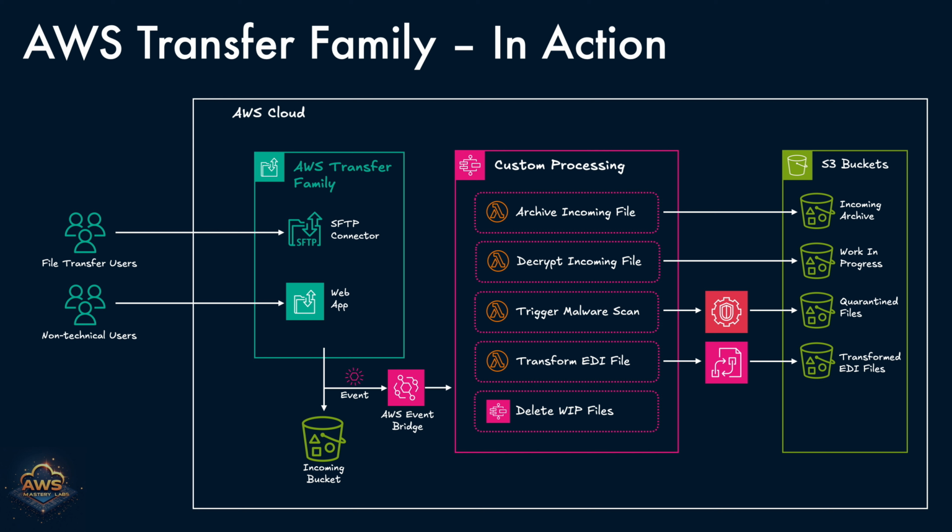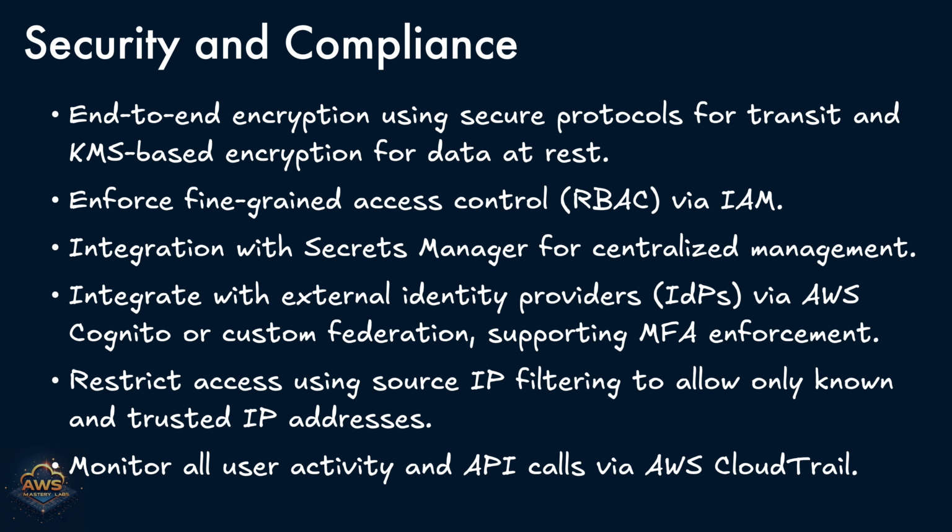This is how AWS Transfer Family, in combination with Amazon S3 and EventBridge, delivers a scalable, automated, and secure file transfer experience, designed for modern businesses and legacy systems alike. When dealing with enterprise-grade data transfers, security and compliance are paramount. AWS Transfer Family provides a robust framework to ensure your file transfers are both secure and auditable, meeting the highest standards in the industry. To start with, all transfers are protected using end-to-end encryption.